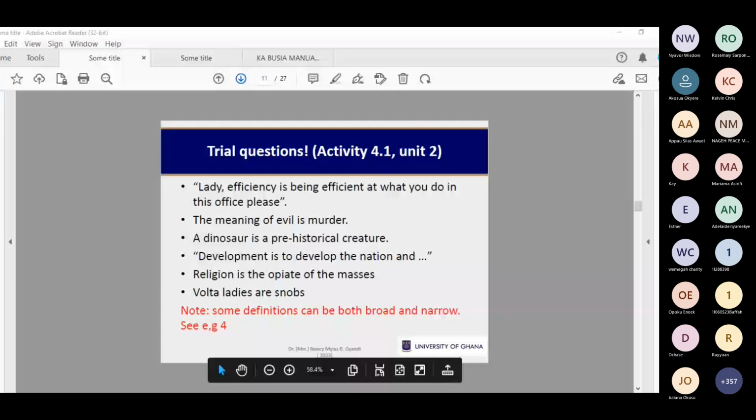It's narrow. There are many kinds of evil, not only murder. Very good. There are so many kinds of evil. So many types of evil will be left out.